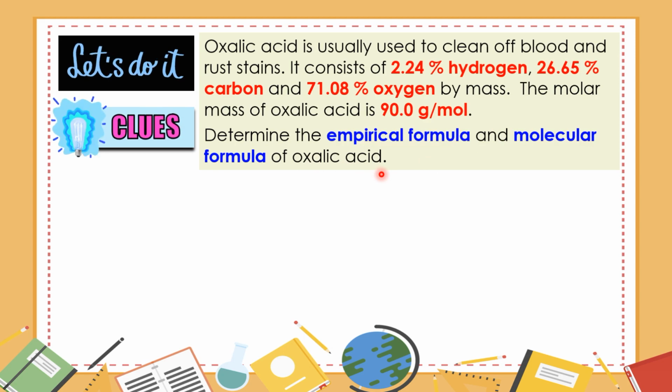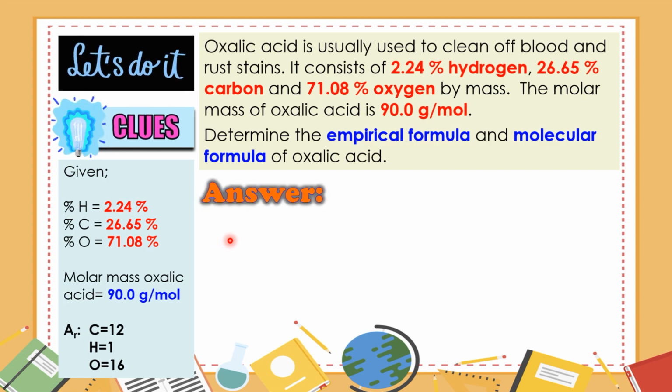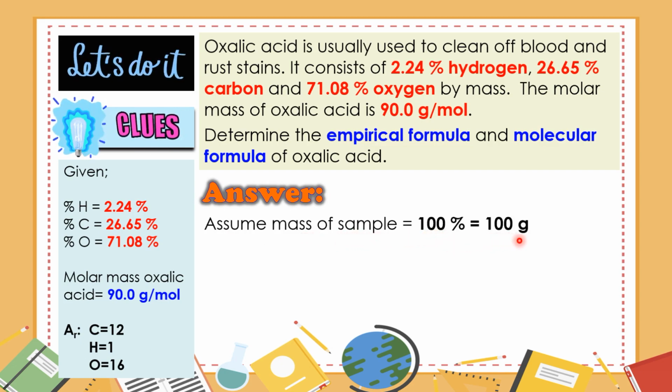Okay, first of all, we have to look at the information given in the question. In the question, it's already given to you the percentage of carbon, hydrogen, and oxygen, and also the molar mass of oxalic acid. Therefore, you have to refer to the table of relative atomic mass for the atomic mass of carbon, hydrogen, and oxygen. Okay, for the first step, what should you do? You have to assume the mass of the sample is 100%, equal to 100 gram.